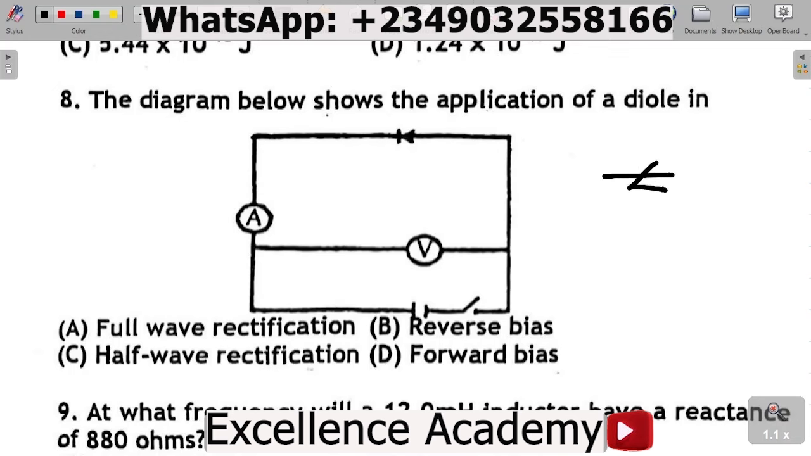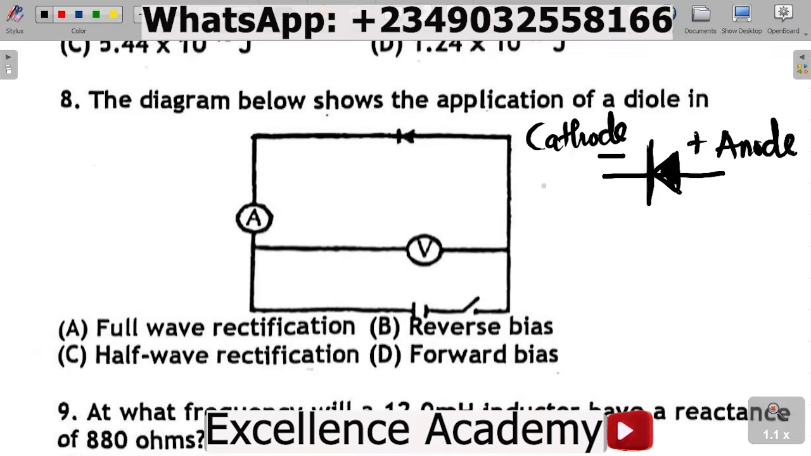when you have this, let me draw this better. When you have this one here, and then this, you want to note that this part here is a negative part called the cathode. While this part here, with the arrowhead, is a positive part called the anode. Now that's for the diode here.